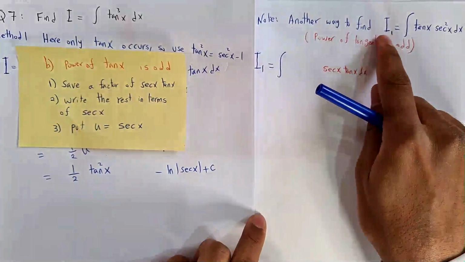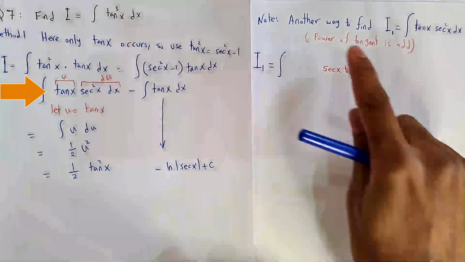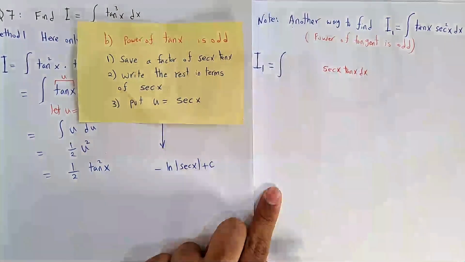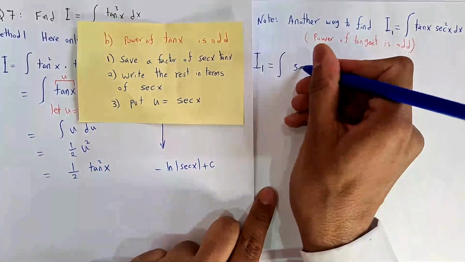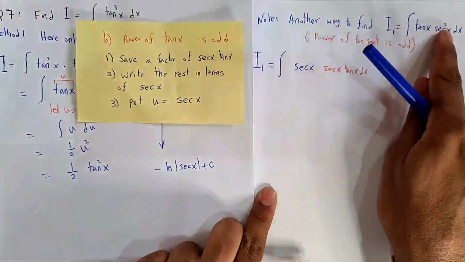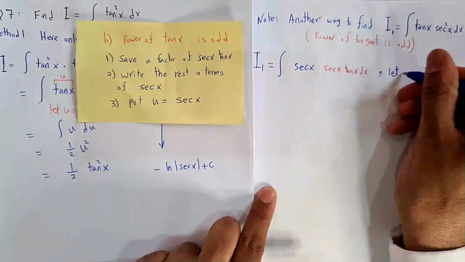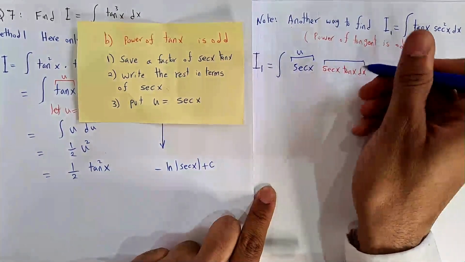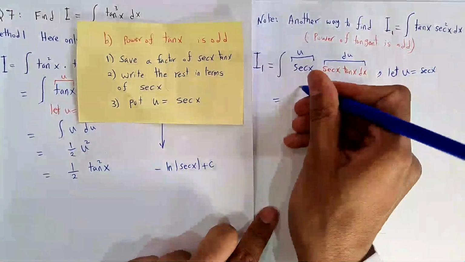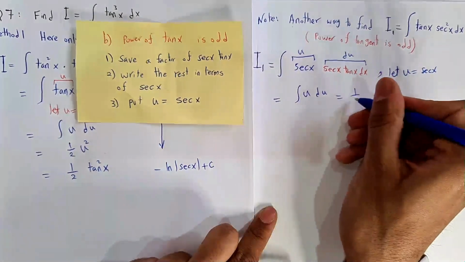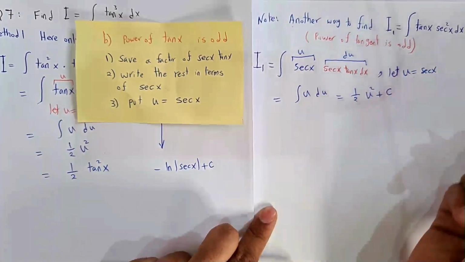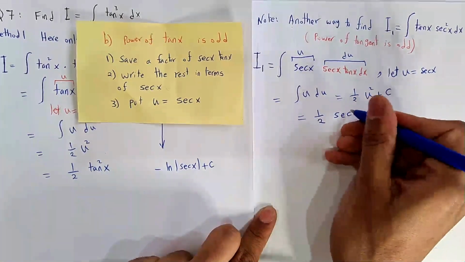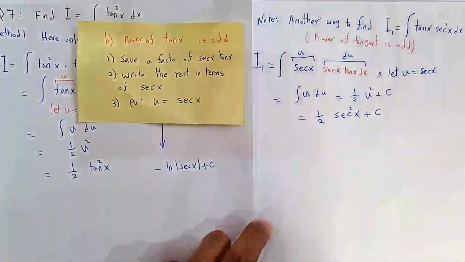Another way to find I1, which is this one. Look here, the power of tangent is odd. So let us follow this strategy. Save secant tan, it is already here. We are left with secant x. Double check: secant times secant is secant square and tan x is already here. Let u equal secant x. This is my u and everything here, secant x tan x, is my du. So this integral will be u du, which is equal to half u square plus constant c, which is equal to half secant square x plus constant c.